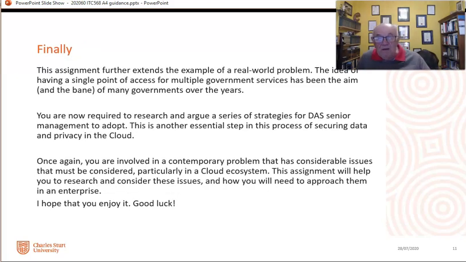So finally, what I'm trying to do here is extend this real-world problem that we've been using. And the idea of having a single point of access for multiple government services has been the aim of many governments, as well as the bane of a few, over the years. So now what we're doing is we're looking at researching and developing and arguing a series of strategies for senior management to accept. And this is another step in this process of securing data and privacy in the cloud. So again, you've been dropped into a fairly contemporary problem that has some issues that really must be considered, particularly in a cloud ecosystem. So the whole idea of this assignment is to help you to research and consider them and think about how you'd need to approach them in an enterprise.